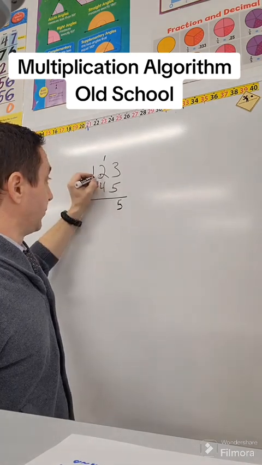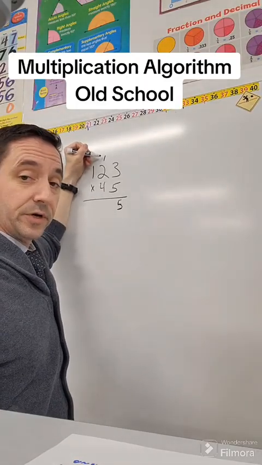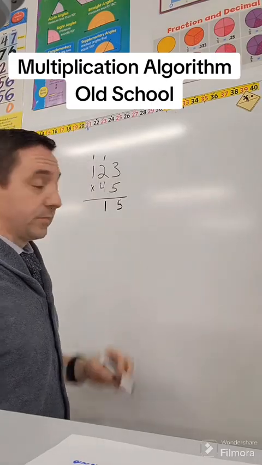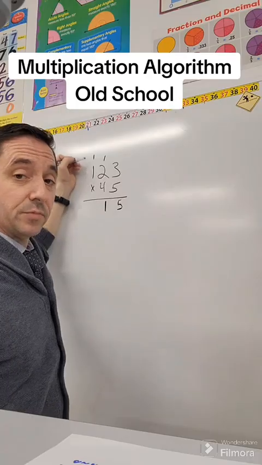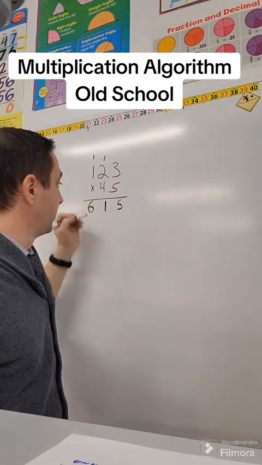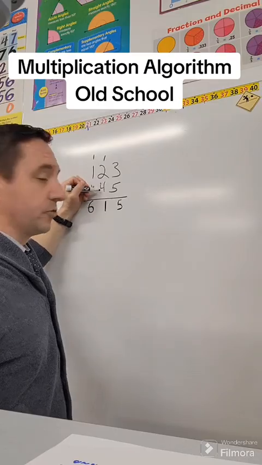Next, I'm going to do 5 times 2. 5 times 2 is 10. I'm going to add in that 1 I regrouped up here, and get 11. Regroup again. And now I'm going to go 5 times 1. 5 times 1 is 5, plus the 1 is 6. So now I know that 123 times 5 equals 615. Simple enough.